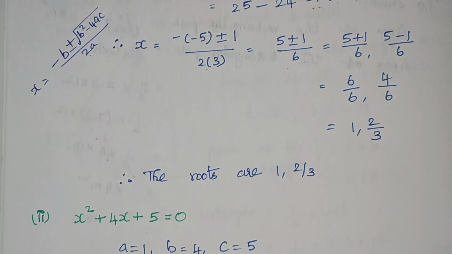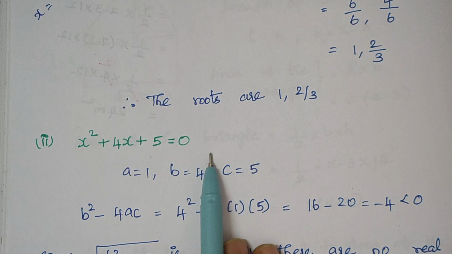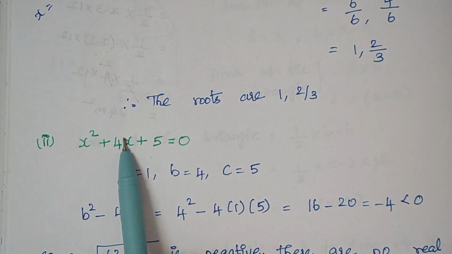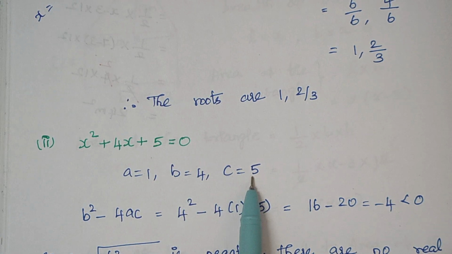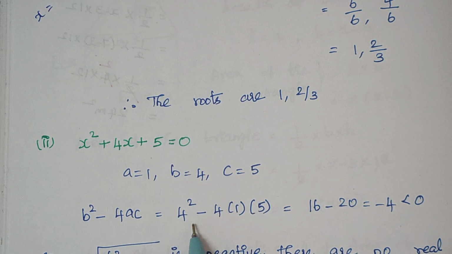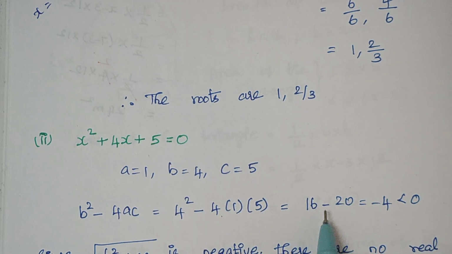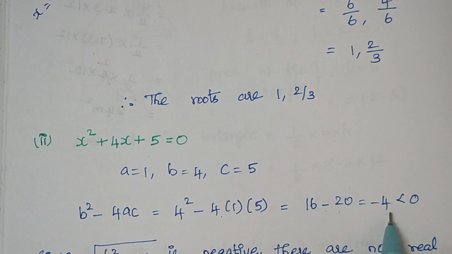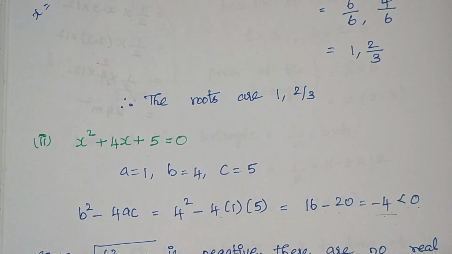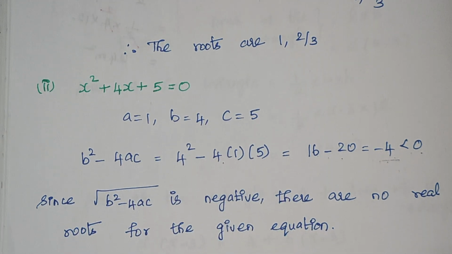Now we proceed with our second one. The equation is x square plus 4x plus 5 equal to 0. So here the value of a, that is coefficient of x square is 1, coefficient of x is 4 and constant is 5. When you substitute in this equation b square minus 4ac, so here it comes 4 square minus 4 into 1 into 5. So here we have 16 minus 20, which is minus 4. So the minus 4 is a negative number which is less than 0. So since this term is less than 0, there will be no real roots for the given quadratic equation.